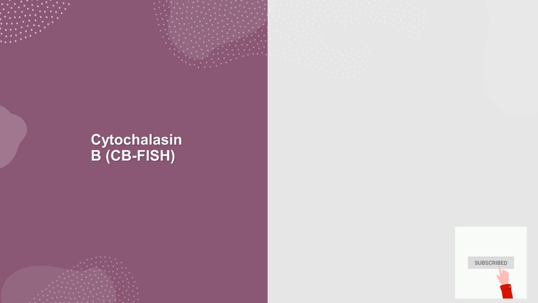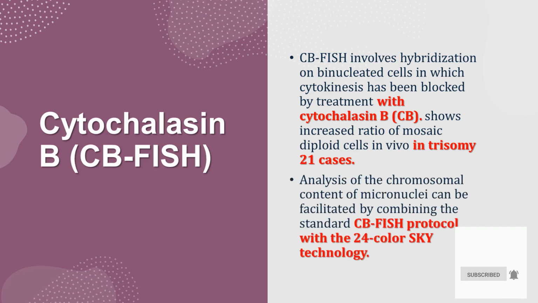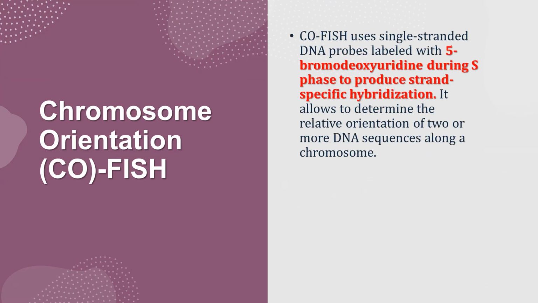Cytochalasin B, CB-FISH. CB-FISH involves hybridization on binucleated cells in which cytokinesis has been blocked by treatment with cytochalasin B, CB. It shows an increased ratio of mosaic diploid cells in vivo in trisomy 21 cases. Analysis of the chromosomal content of micronuclei can be facilitated by combining the standard CB-FISH protocol with the 24-color SKY technology.